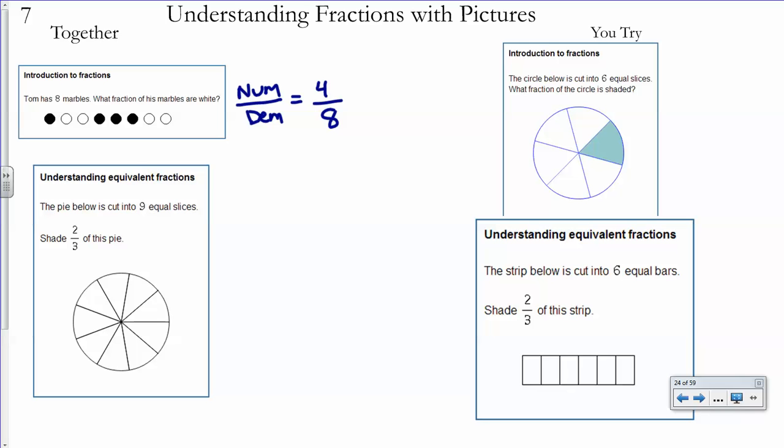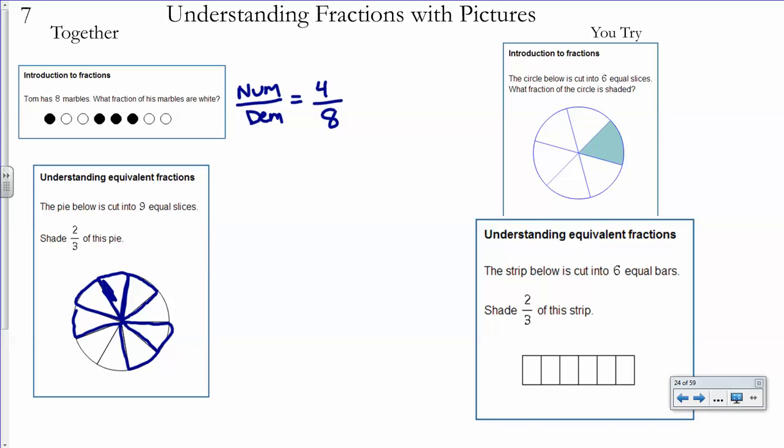Now I have a pie that's cut into 9 equal slices. I need to shade 2/3 of the pie. So 2 out of every 3 slices, that's going to be left blank. So if I have, let's go this way, 2 out of 3 slices are going to be blank. Then I should have 2 more slices that will be filled in.